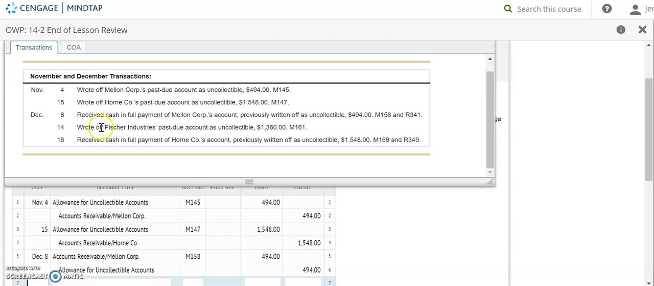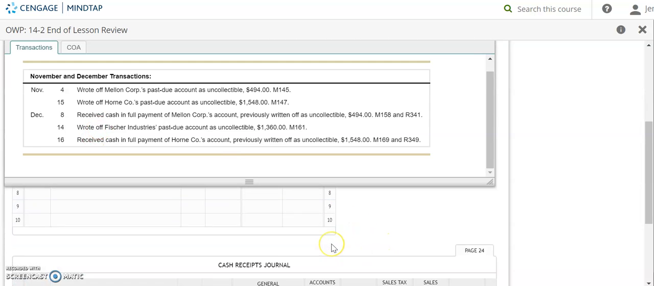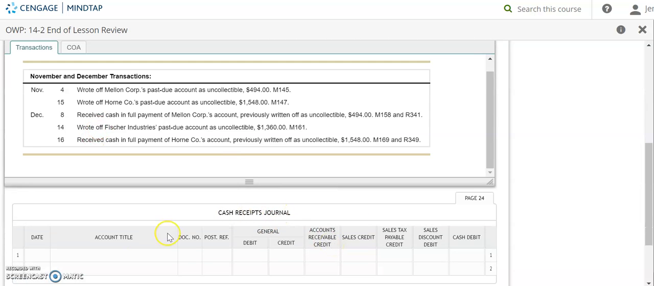Okay, now the second part of that transaction is recording the actual cash. So now I'm going to scroll down to my cash receipts journal. The date is December 8th. I like to put in my cash debit first. So the amount of money that I'm receiving is $494. So that's my cash debit. And then I'm going to put in who I received that money from. I received it from Mellon Corporation. My document number that I'm going to use here is the receipt 341.